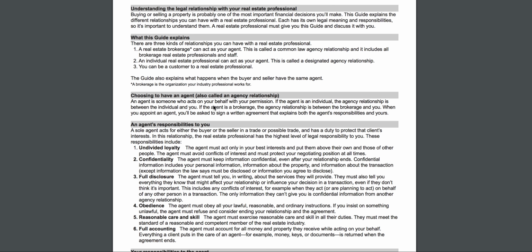Buying or selling a property is probably one of the most important financial decisions most people will make. This guide explains the different relationships that you can get into with a real estate professional. Each has its own legal meaning and responsibilities, so it's important that we understand them. And we have to give you this guide whenever we're doing a transaction, even if we're not representing you, in the case of many of our transactions where we have a non-representation agreement in place.